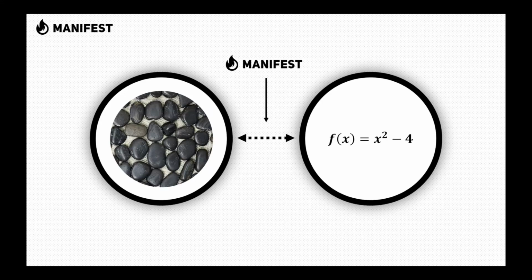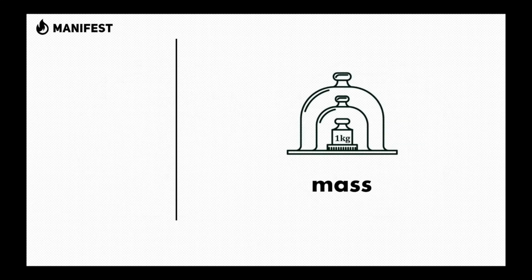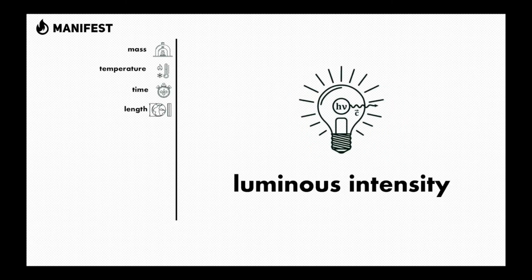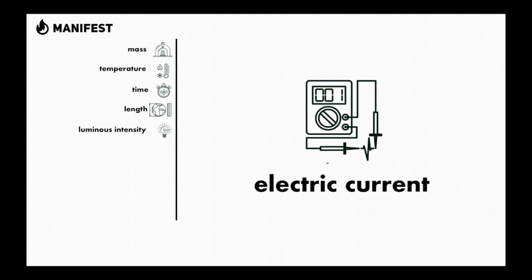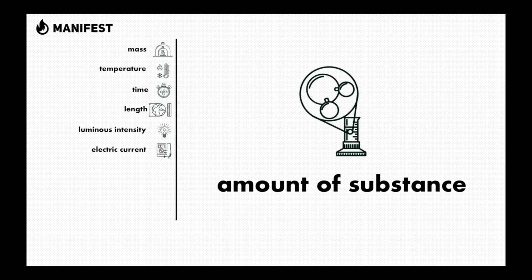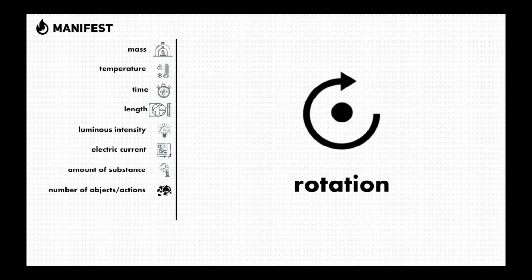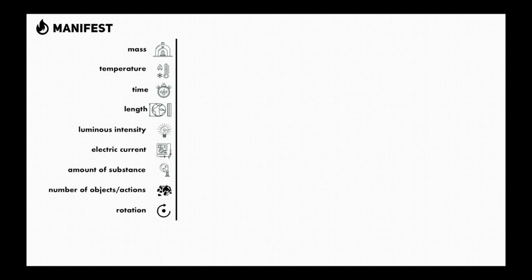To keep things systematic, Manifest uses the 7 scientific base units as a starting point. These include mass, temperature, time, length, luminous intensity, electric current, and amount of chemical substance. To round things out, we also consider the act of counting the number of objects or actions, as well as rotations. Using Manifest simulations, learners can then explore quantities and expressions in terms of these quantities.